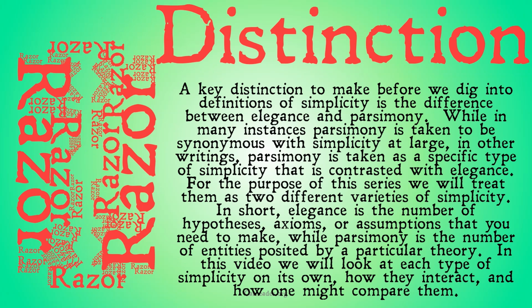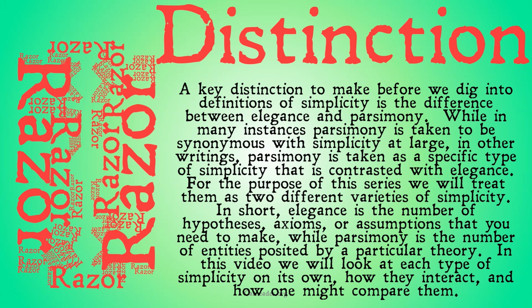Now, a key distinction to make before we dig into definitions of simplicity is the difference between elegance and parsimony. While in many instances parsimony is taken to be synonymous with simplicity at large, when you say the principle of parsimony, people understand you're talking about simplicity in general. In other writings, parsimony is taken to be a specific type of simplicity that is contrasted with elegance. For the purposes of this series, we will treat them as two different varieties of simplicity, with parsimony focusing on what might be classified as ontological simplicity, and elegance describing what might be classified as semantic simplicity.